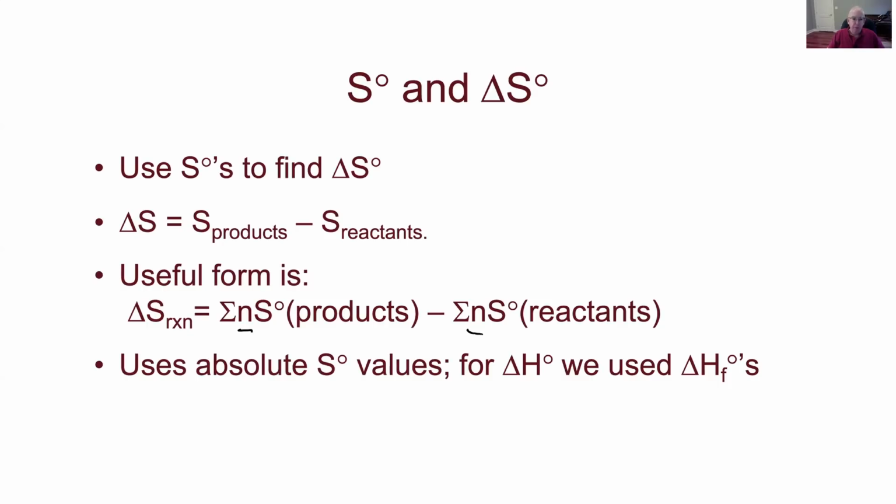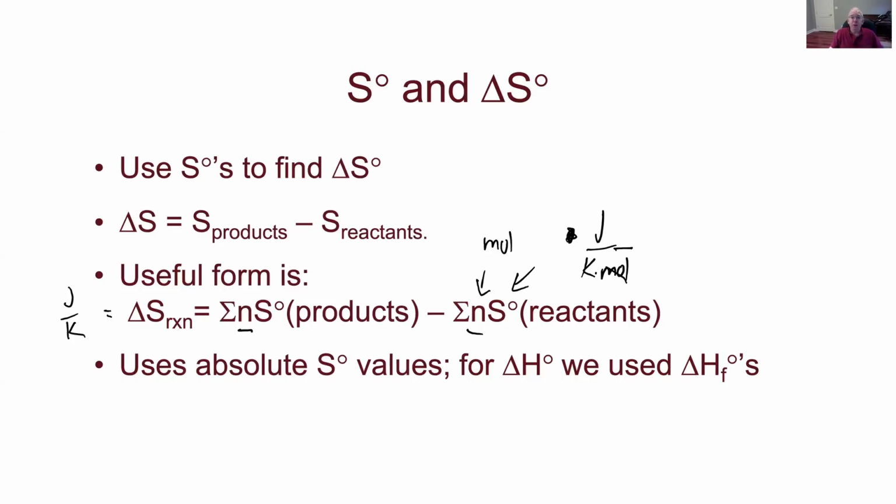So what's going to happen there is my delta S is going to come out just in joules per Kelvin, because in here, my N's are going to be in moles, and my S's are going to be in joules per Kelvin mole. Okay. And so the moles will cancel. I'll be left with joules per Kelvin.